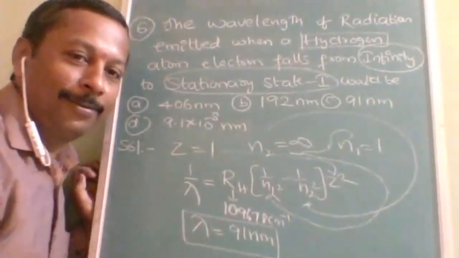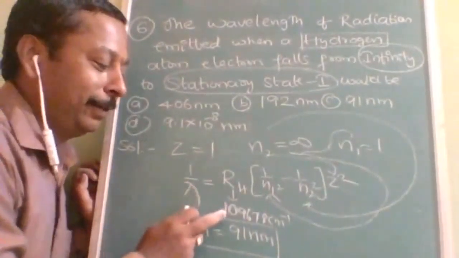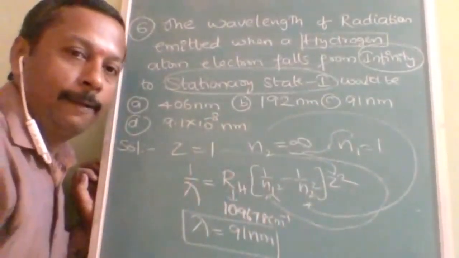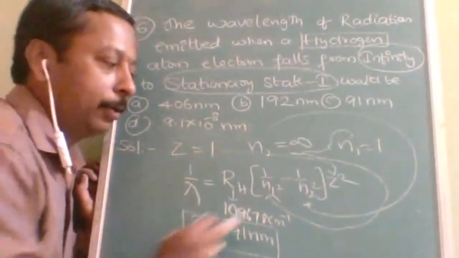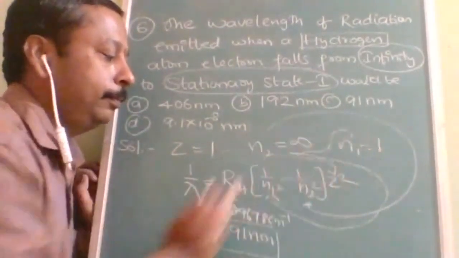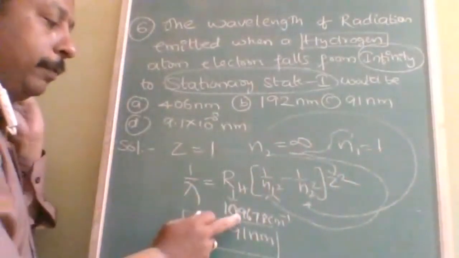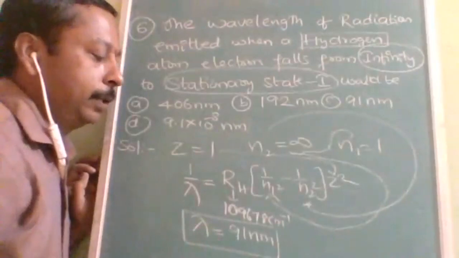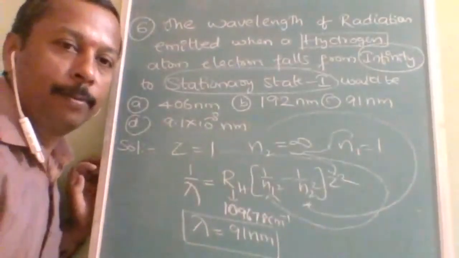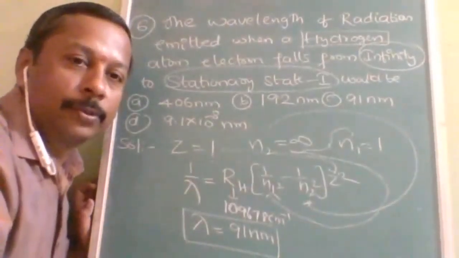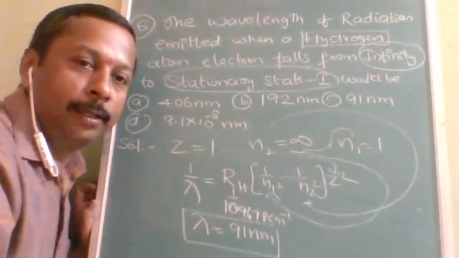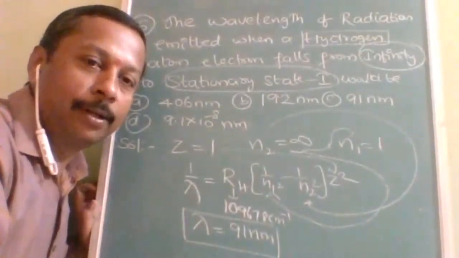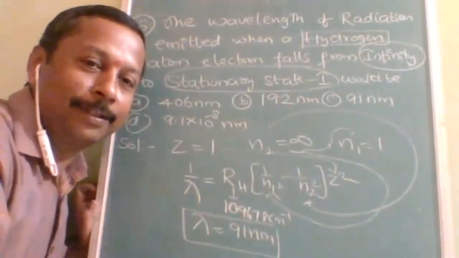As I got 91 nanometer, can you do it or not? Should I do the calculation also? No. 1 upon lambda is equal to RH. You can convert this to centimeter, but the options are in nanometer. You can convert it, right? N1, how much will you put? 1. Just the reciprocal of this only. N1 is equal to 1 square, n2 to infinity. Reciprocal of this, you are going to get 91 nanometer. Is it understood? 6 questions we have successfully completed, and we are going to do 2 more questions for octet, 8 stable.